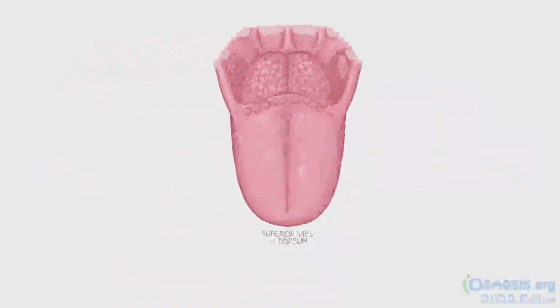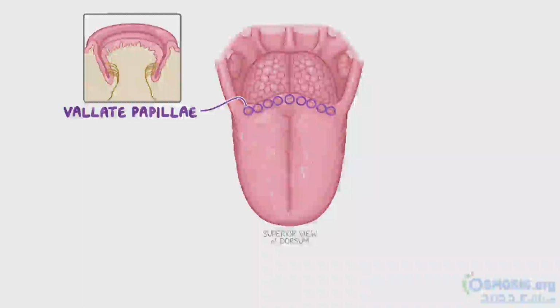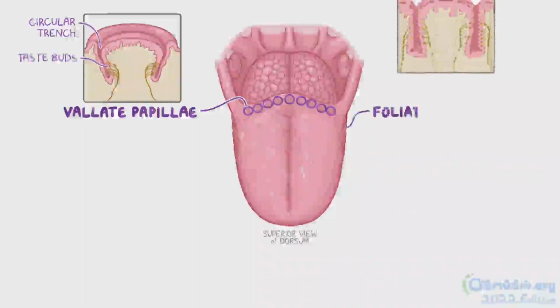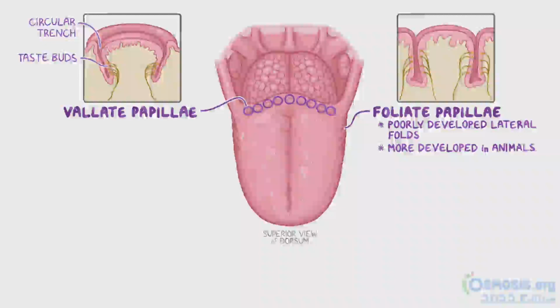First off, there are large and flat vallate papillae, which are arranged in a V-shaped row directly anterior to the terminal sulcus. The papillae are surrounded by circular trenches, whose walls contain the actual taste buds. Second, foliate papillae are poorly developed lateral folds of lingual mucosa, which are more developed in animals than humans. They are located posteriorly, lateral to the terminal sulcus.